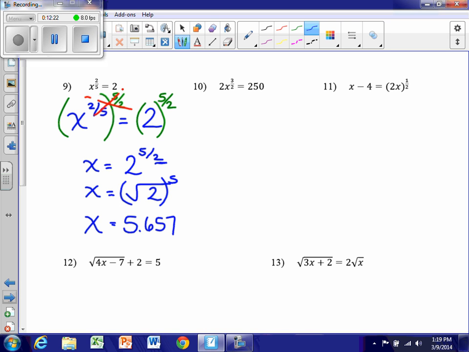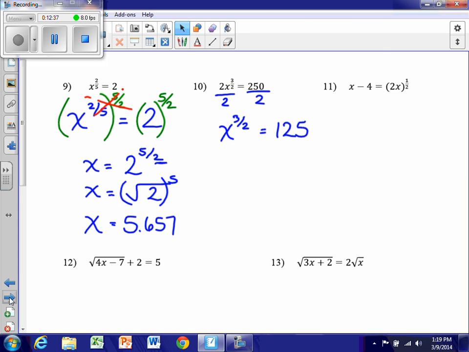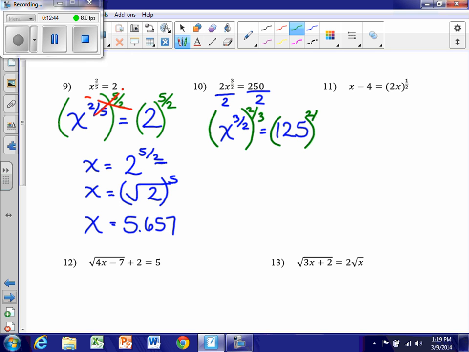Okay, in number 10, I have a very similar problem, except I have to divide by 2 first. That allows me to get the x term completely by itself. And then, because of the fractional power, I can raise both sides to the reciprocal. And this one I'm just going to type in my calculator because it works out very nicely to be x equals 25.